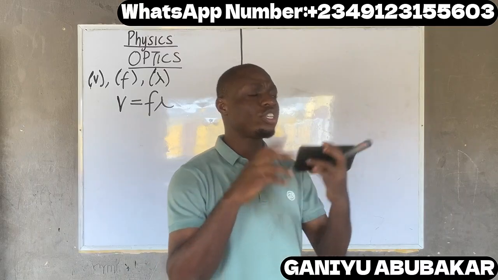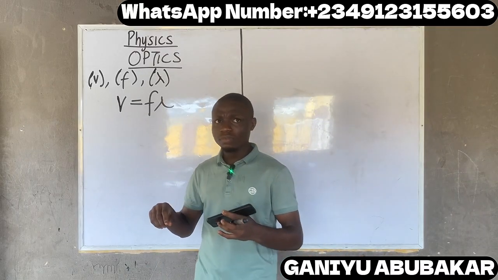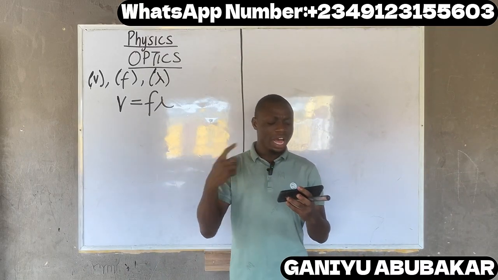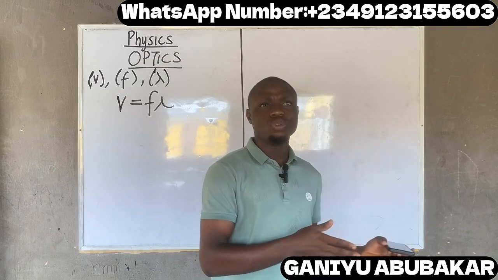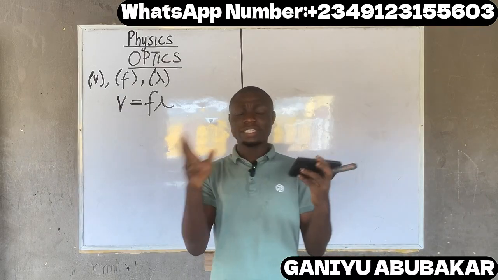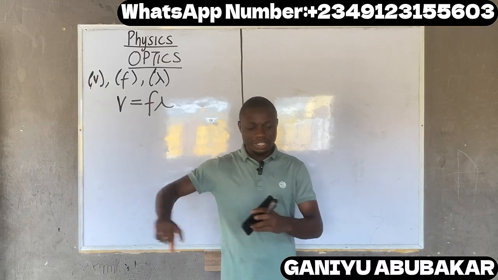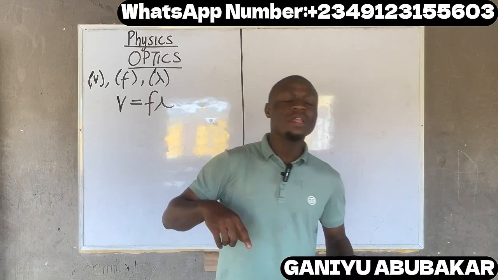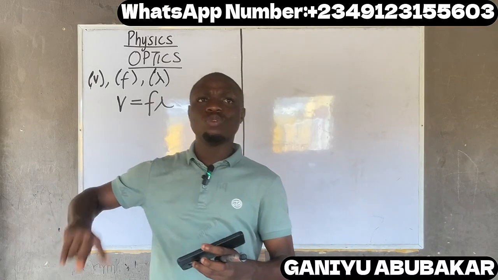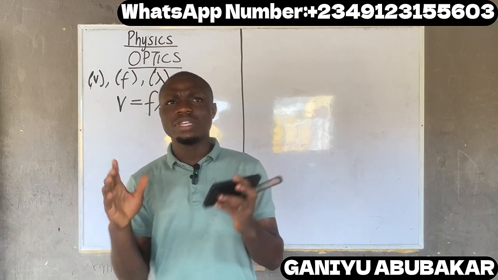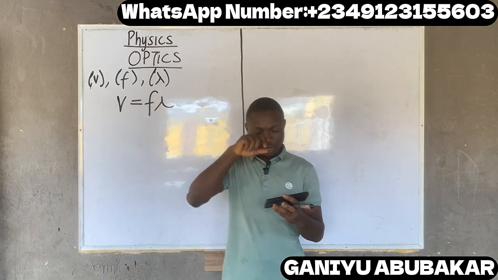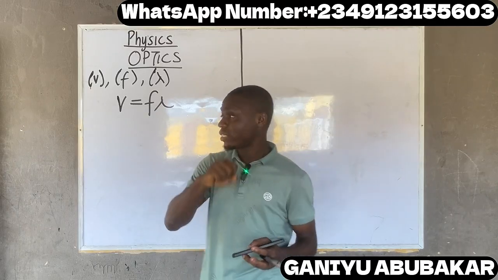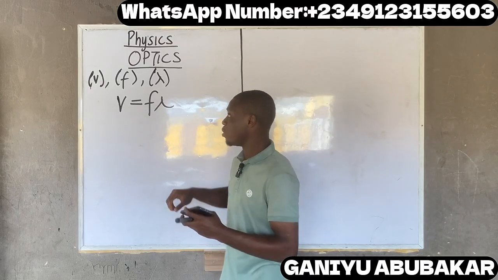Now, there is one question I came across online that says something like this: how is light different from other electromagnetic wave? I think that's how it comes. So here's the stuff to note. Note this key concept down, please.